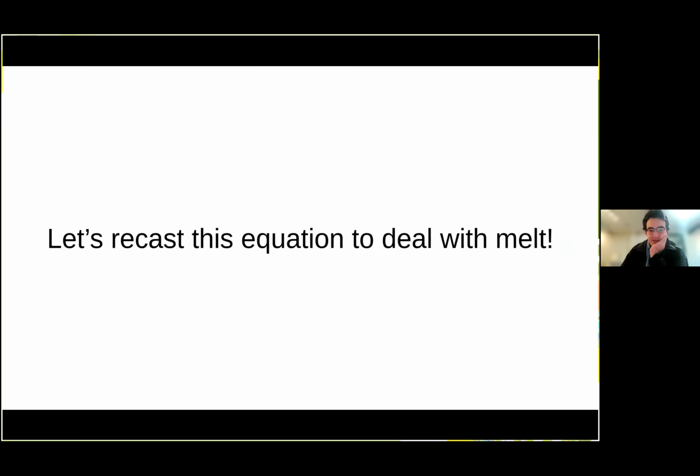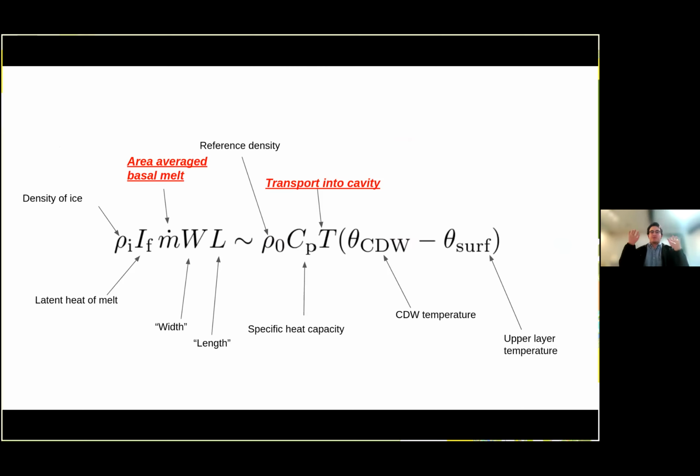And so what we're going to do is make this assumption that all of the heat transported in by that CDW layer is going to be used for melt. So on the left-hand side, you have area average basal melt times width, length, the usual characters to get you to heat flux.